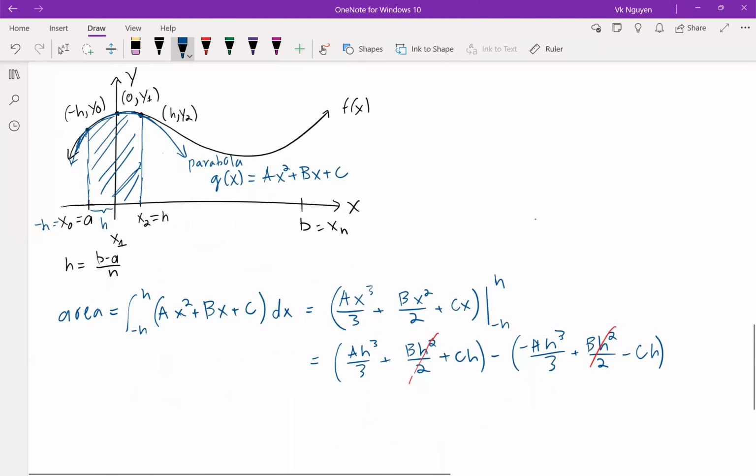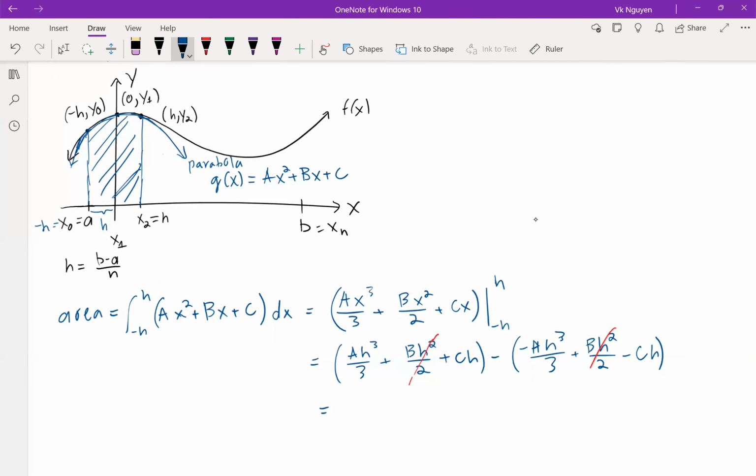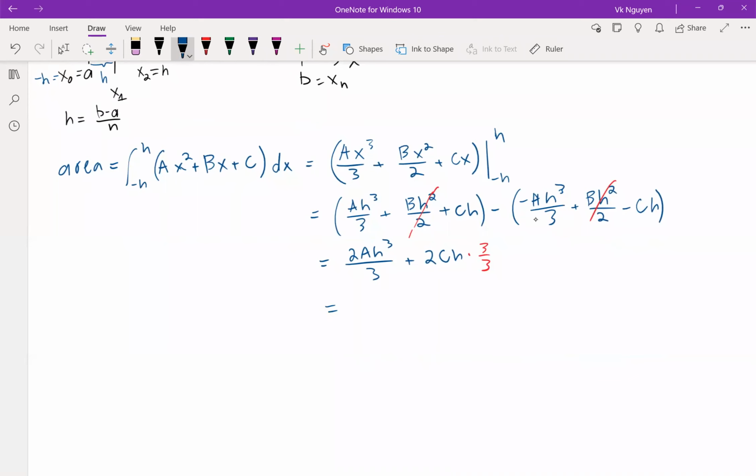Yay! What we have is 2ah to the power 3 over 3 plus 2ch. I'm gonna do a common denominator here, so multiply by 3 over 3. And this gives us, factor out the h over 3. Then we have 2ah squared plus 6c. Now, how do we rewrite this expression?